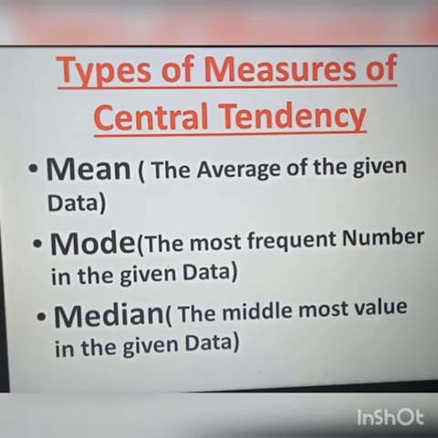The second way of calculating central tendency is mode, and mode is also familiar to students from the junior levels. It is the most frequent number in the given data. What does it mean? Maybe you are given some data values; the number which is repeated the most number of times is called the mode of the data.